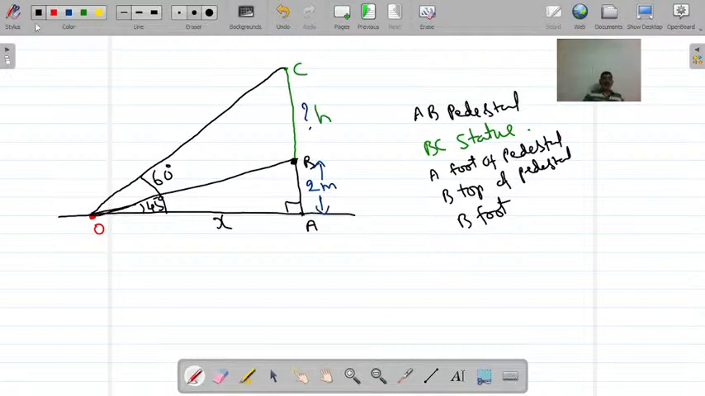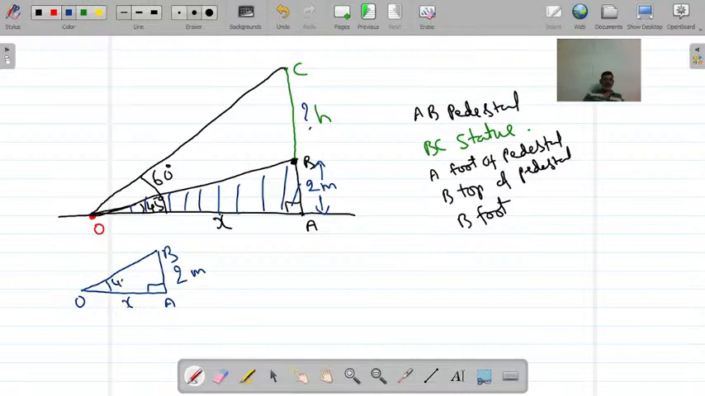Now just for your quick understanding, I will draw a separate figure for you like this. This is A, this is B, this is O. Means I am taking only this right angle triangle. Now in this, the pedestal is 2 meters and this is x and this angle is 45 degrees. Now in terms of this angle, this is opposite and this is adjacent. So what is the trigonometric ratio we have to use? By this time you are very much familiar with this. What is the trigonometric ratio you have to use? Tan. So tan 45 degrees is equal to 2 by x.